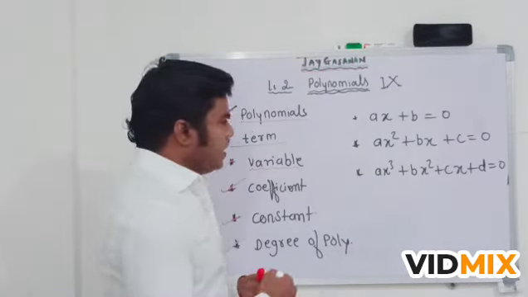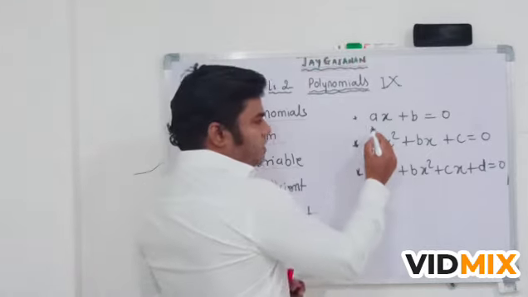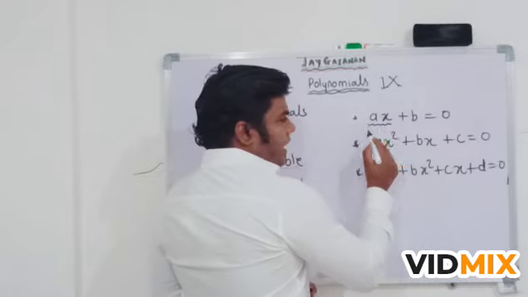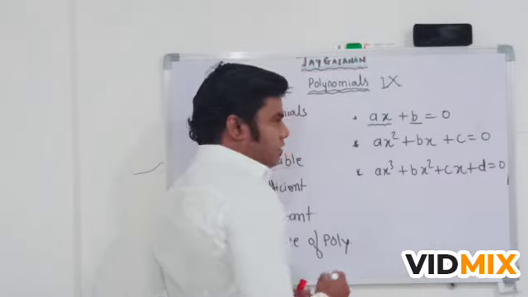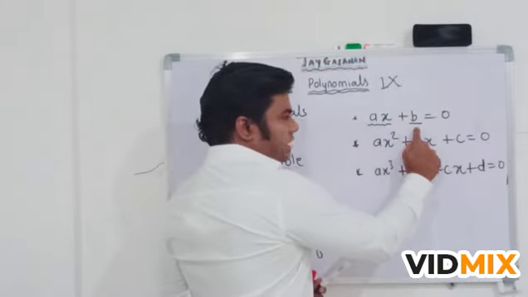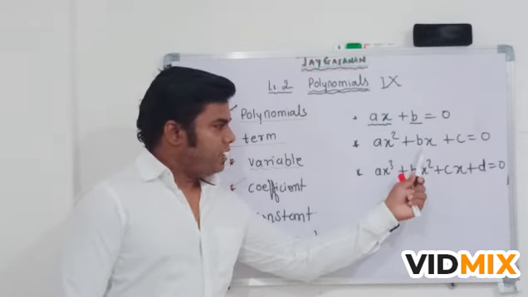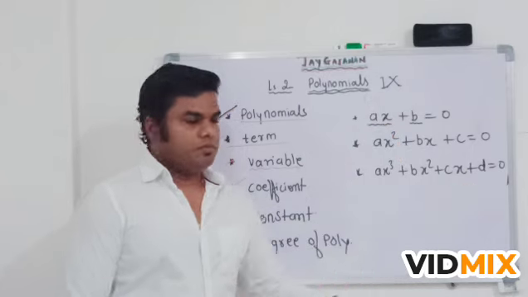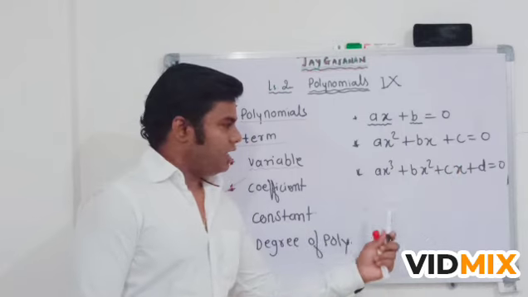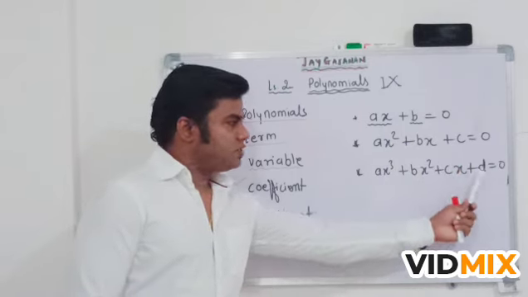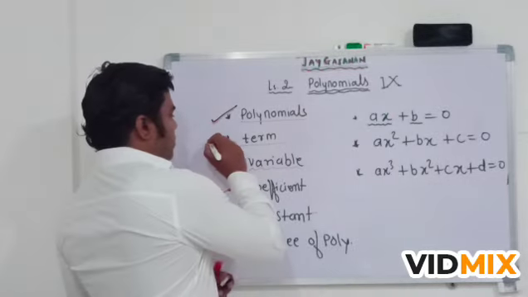Then we'll go to the next thing, that is term. What is term? So now here this is a product, a into x, plus the sum of the product of the term values, and these are called terms. So this can be called one term, this can be called the second term. Here ax square is the first term, bx is the second term, c is the third term, which are separated by the addition or subtraction sign. So these are called terms. So here it has 4 terms, it has 3 terms, it has 2 terms. So this is all about term.